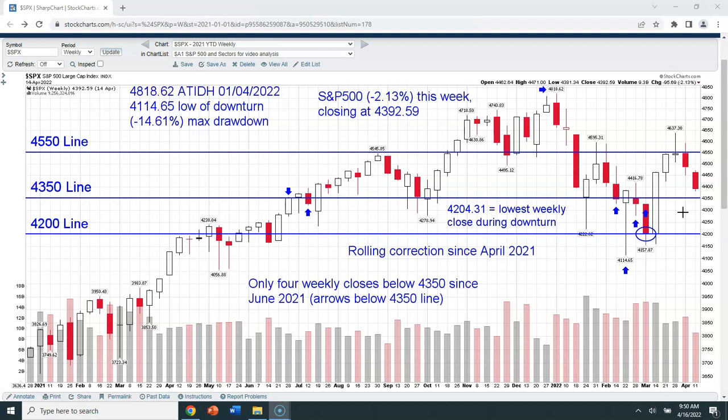Okay, the markets could surprise us. 43.50 could hold, 4,200 could hold, but if 43.50 does not hold, then the next support level is 4,200. If that doesn't hold, we're looking well down into probably around the 3,800 level.